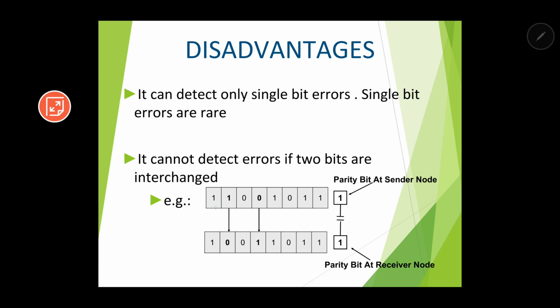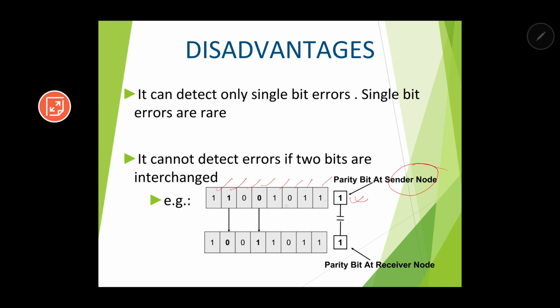So here, see, the data is sent as 11001011. This is at the sender node. Okay, so let's say we are using even parity. So how many ones are there? 1, 2, 3, 4, 5. We have 5 ones. So how to make it even? By adding the parity bit as 1.